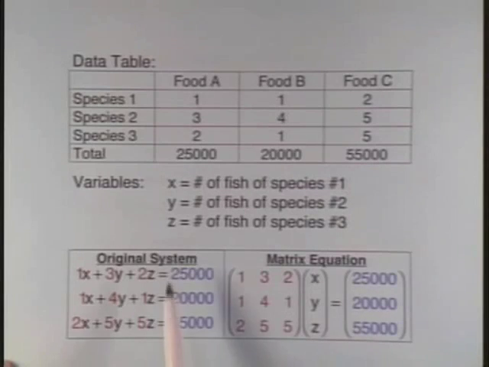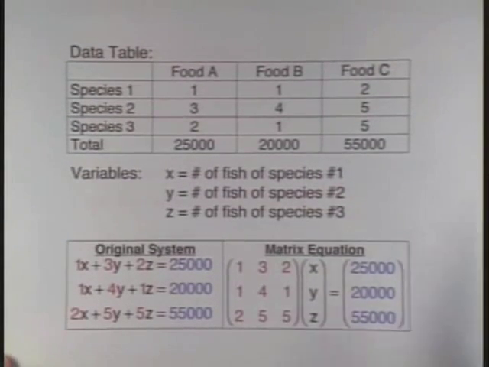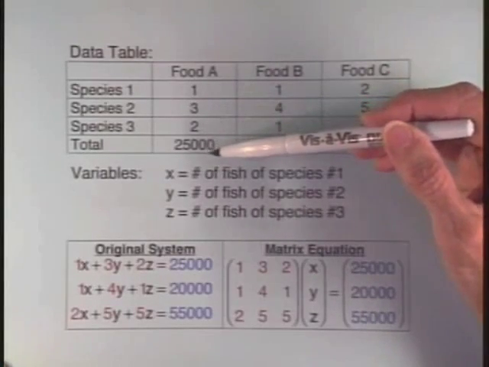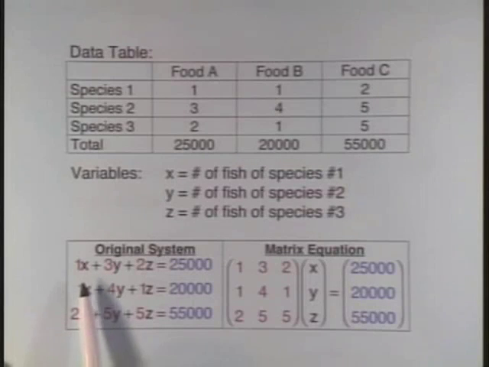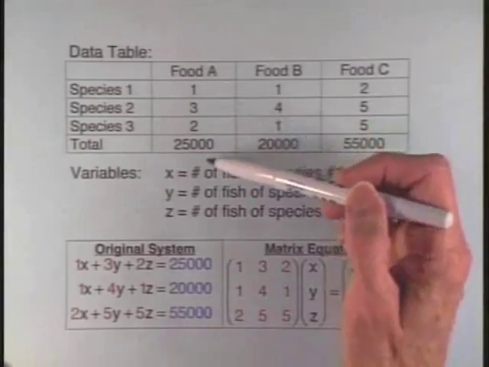For our variables, we'll let x equal the number of fish of species number 1, y equal the number of fish of species number 2, and z equal the number of fish of species 3. The original system is set up if we notice the totals go down the column for food A. Our first equation reads 1x plus 3y plus 2z equals 25,000 down the first column.